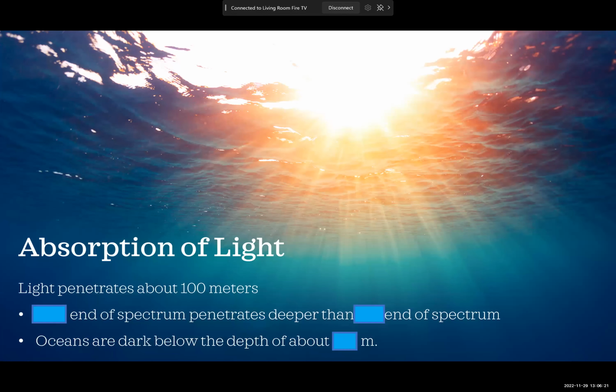Okay, we're going to keep moving because I'm watching time and I want to be sure you have a little review time. All right, so the absorption of light. Light penetrates about 100 meters. That's not too far. So which end of the spectrum, think about your electromagnetic spectrum and your visible light, which end is going to penetrate deeper? Okay, Yusuf. Blue light. Blue light is going to penetrate deeper than red light. Okay, very good.